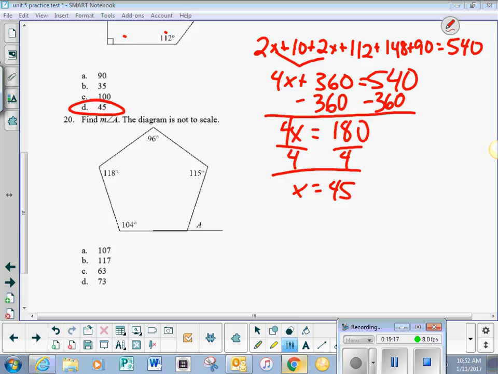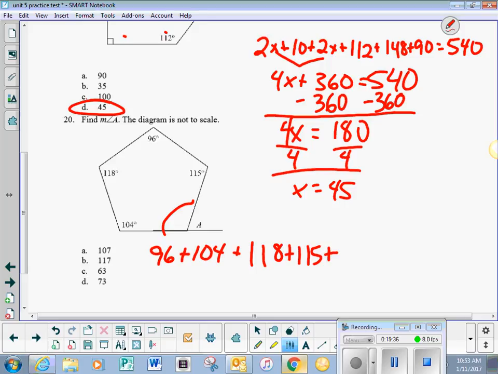Number 20. What do I know about the sum of the angles in a pentagon? They equal 540, right? So 96 plus 104, I put those next to each other because I know that's 200, plus 118 plus 115. I'm going to call this x. I'm going to tell you why I'm finding x in a minute. The reason I'm finding x is once I find x, I can find a because it's supplementary to x.